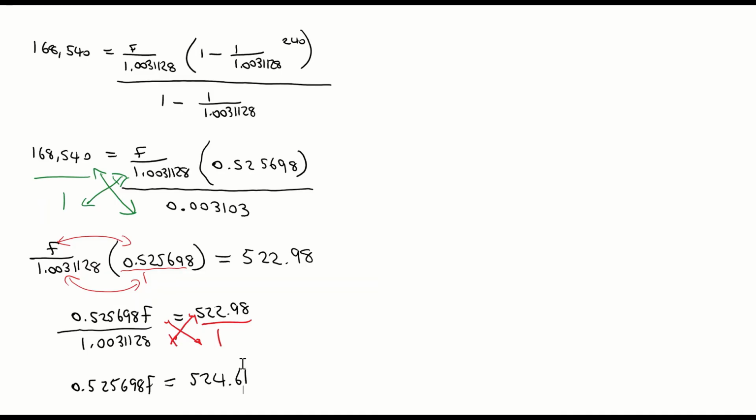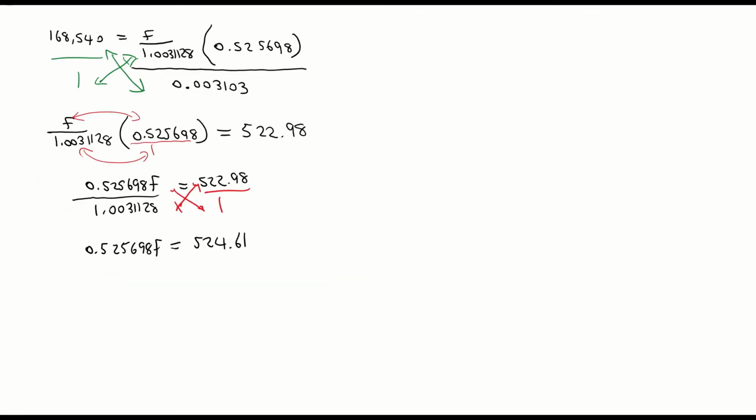Which is 524.61. Nearly there. Now I want f on its own. To get f on its own, I'm dividing both sides by 0.525698. So that is giving me an installment of €997 and about 93 cents. So about 998 euro. And that's the end of our financial maths question.